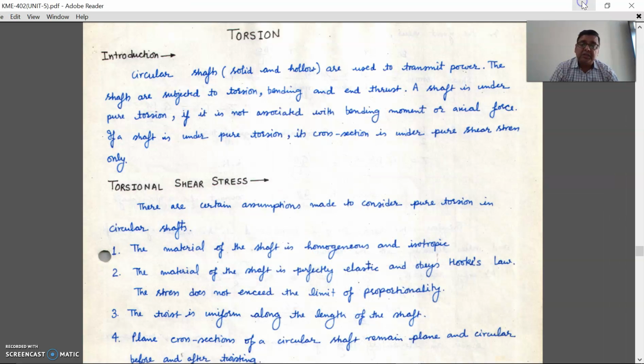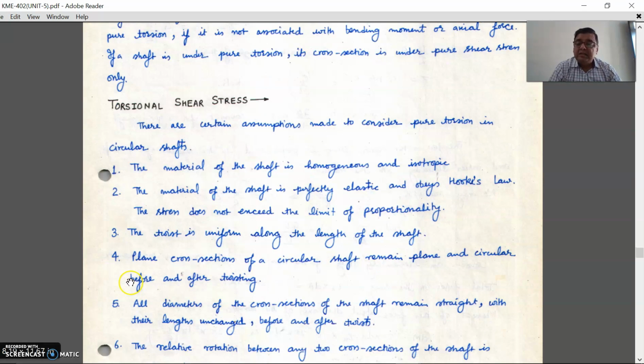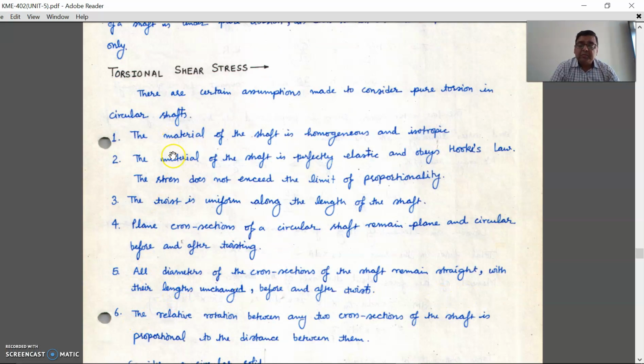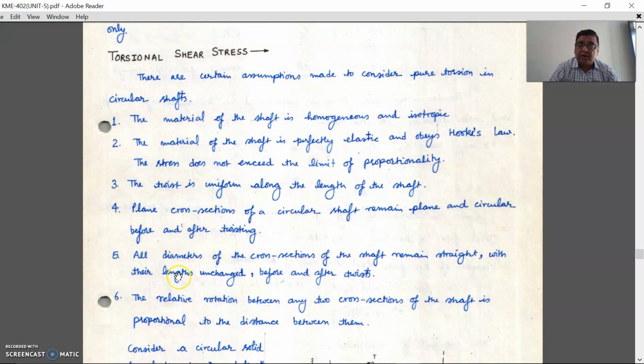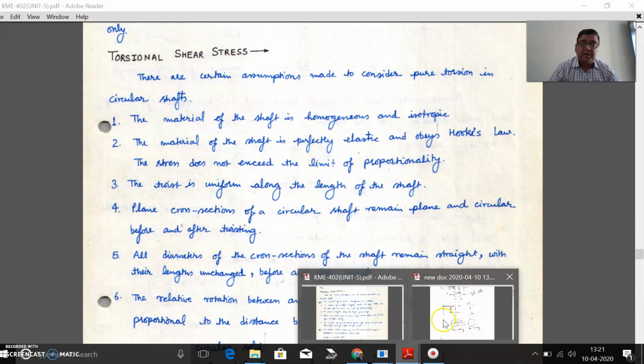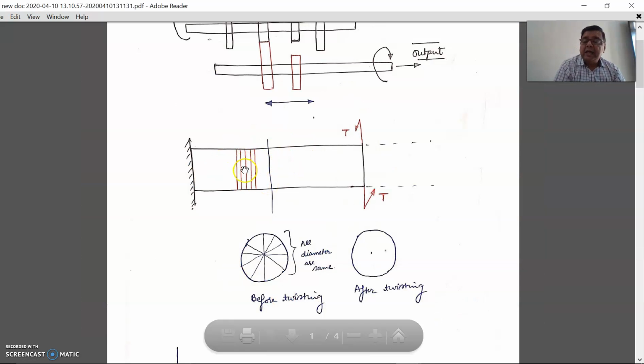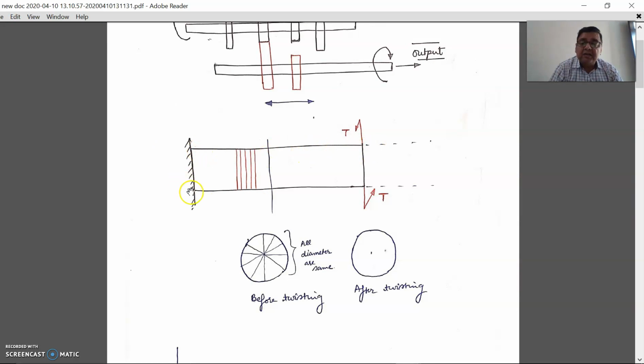And what are those assumptions? There are 5-6 assumptions, but they are very easy and one can understand all of them. One is very important, and that is that the plane cross section of a circular shaft remains plane and circular before and after twisting, right? Let us explain how it actually works. If this is the shaft, which is under pure torsion, and these are the different planes. This is one plane, another plane, third plane, fourth plane, fifth plane. Likewise, these are the different planes.